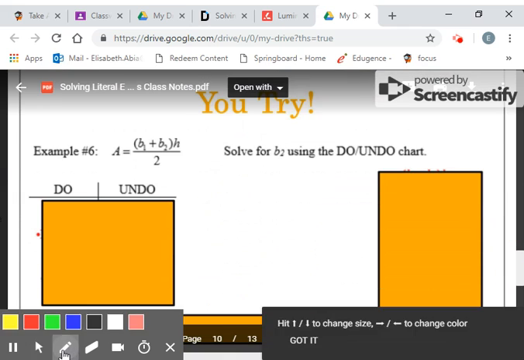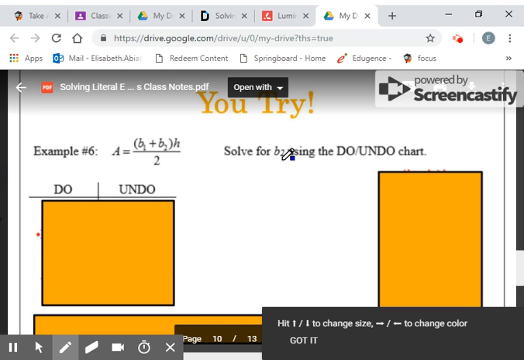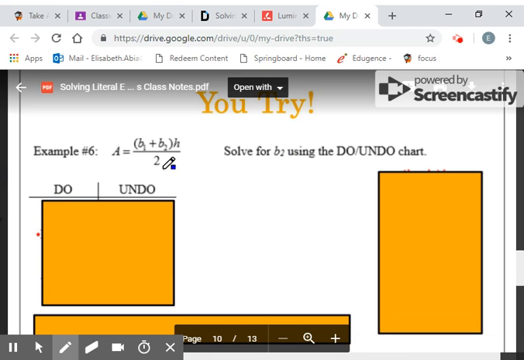Okay, number 6. This is the area of a trapezoid. And we are solving for b sub 2, so the second base of this trapezoid. Solving for that guy. So we got to keep that in mind. Lots of things are going on here. We've got parentheses, we've got multiplication, and we have division. So there's lots of things that we could do first. Well, not lots of things, but there's 1 or 2 things we could do first.